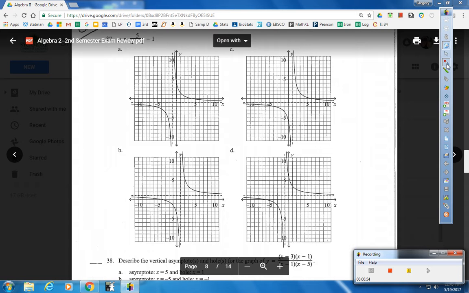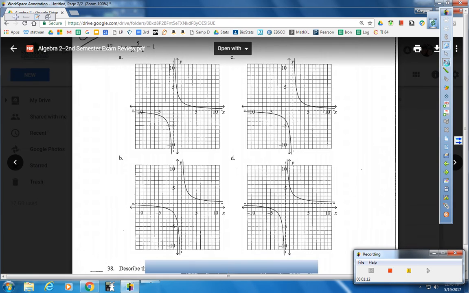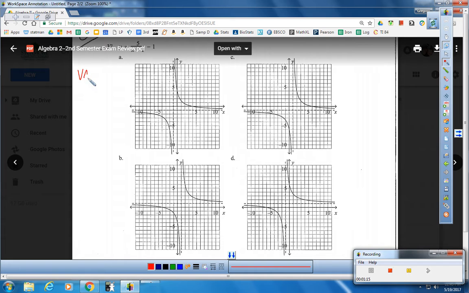Now, the other minus 1 tells us where our horizontal asymptotes are. The vertical asymptote is at x equals 1. The horizontal asymptote is at y equals negative 1. Why is that not writing? There we go. So, vertical asymptote, x equals 1. Horizontal asymptote, y equals negative 1. So this one has an asymptote at y equals negative 1. This one has an asymptote at y equals 1. So this is in fact C.